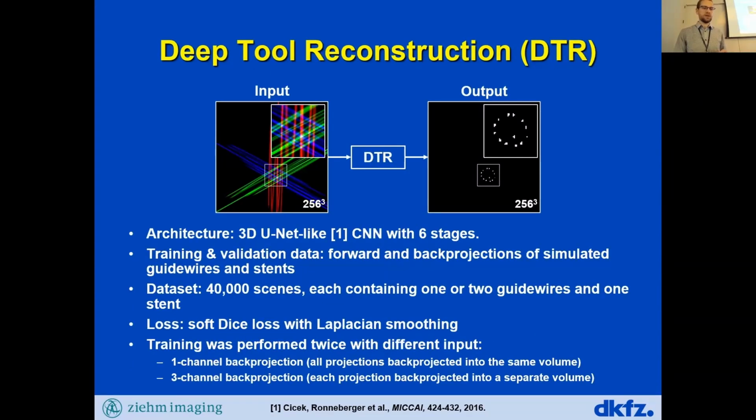value. The second part of the pipeline is the deep tool reconstruction, which, as I said, takes this 3-channel back projection volume as input and outputs a voxel-wise segmentation volume.